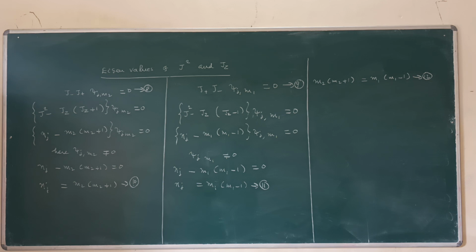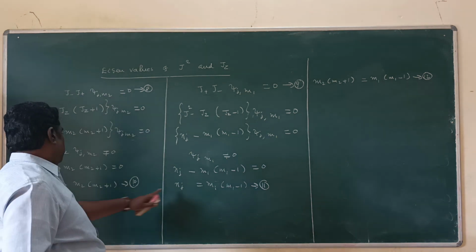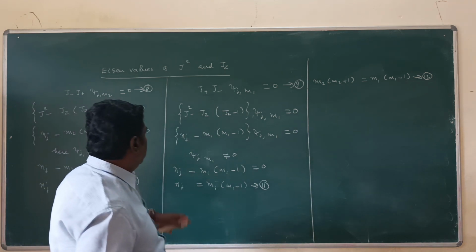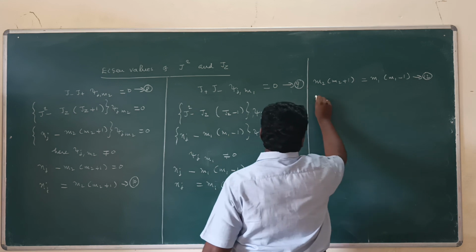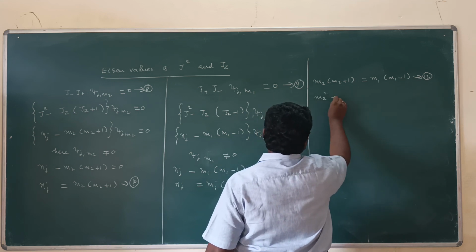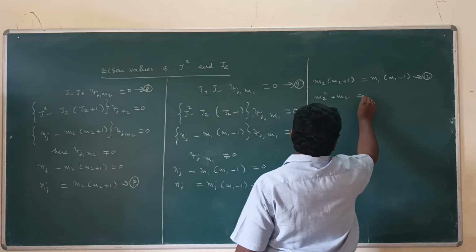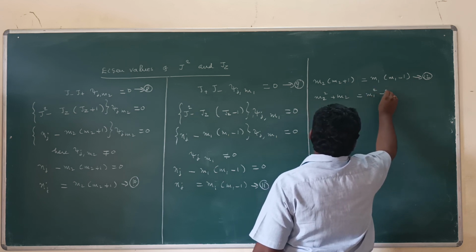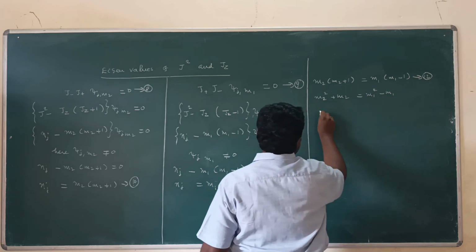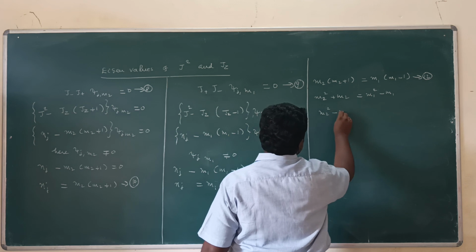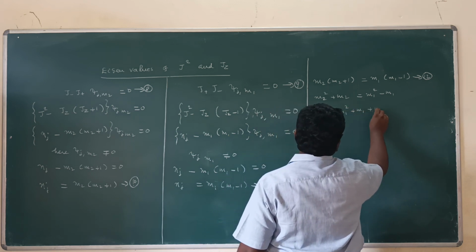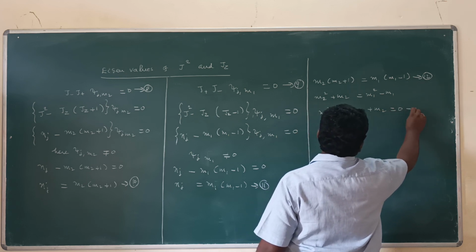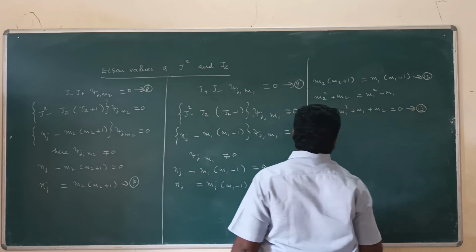From equations 10 and 11, the left hand sides are equal, so the right hand sides are also equal. m2 into (m2 plus 1) is equal to m1 into (m1 minus 1). This is m2 square plus m2, which is equal to m1 square minus m1. So m2 square minus m1 square plus m1 plus m2 is equal to 0. This is equation number 30.